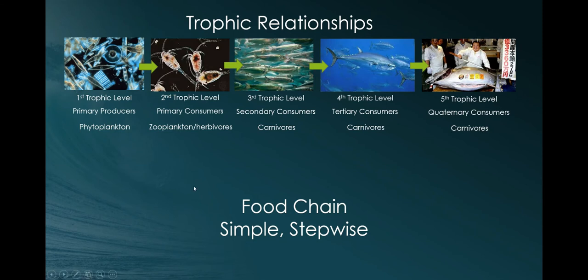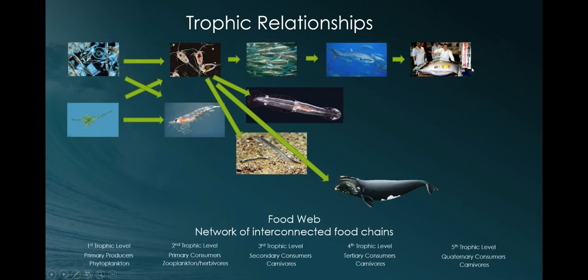The food chain is the simplest way to think about this relationship. It's the simplest way to think about how matter and energy move through an ecosystem. But in reality, ecosystems are much more complex than this. There's not just one path for matter and energy to take through an ecosystem. A better way to think about this would be as a food web, which is a network of interconnected food chains.